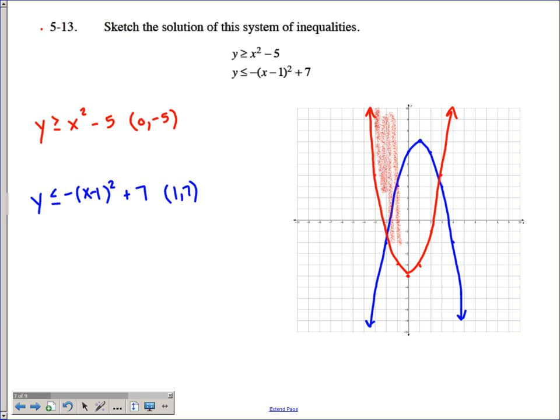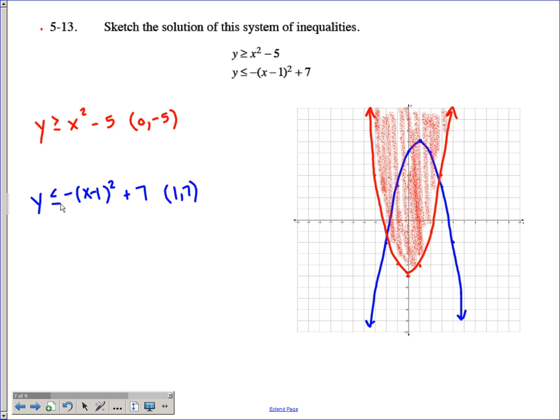Just going to shade it lightly. I don't want to get all carried away. I do want it to be pretty though. Alright, so I failed coloring in school. Don't be mean about it. There we go. That's close enough. So this is representing all the solutions to our y is greater than or equal to x squared minus 5.